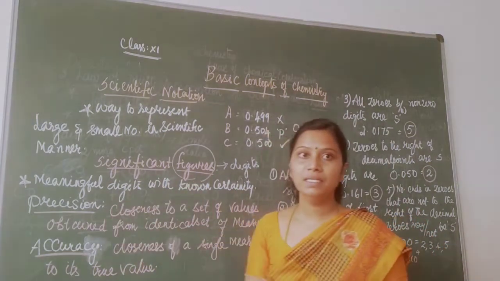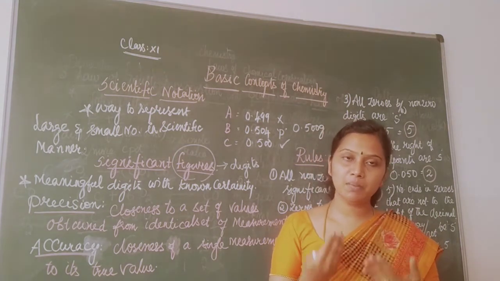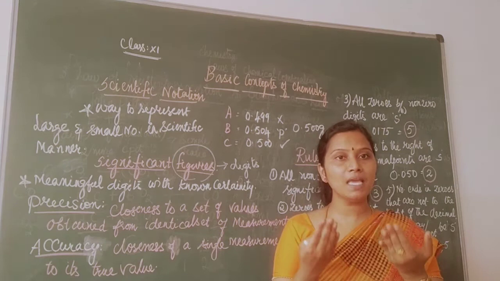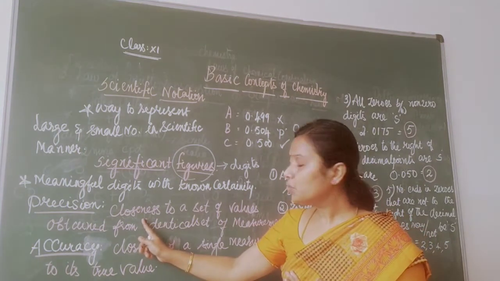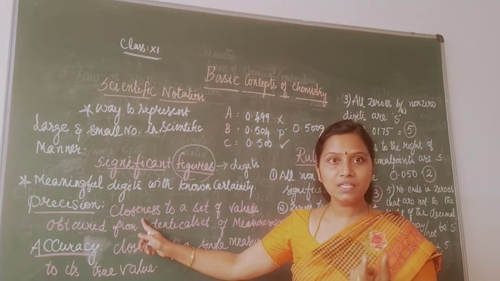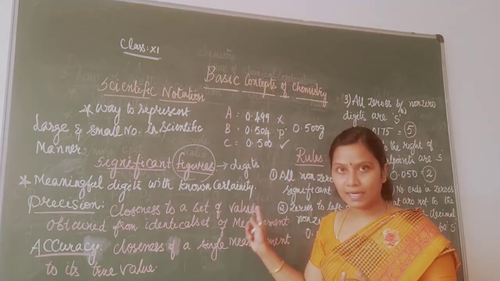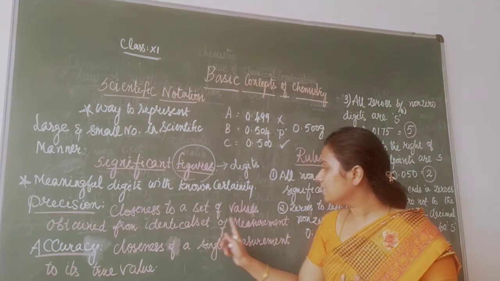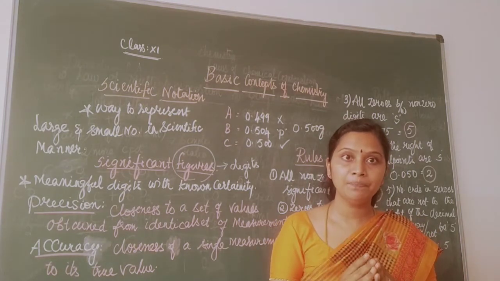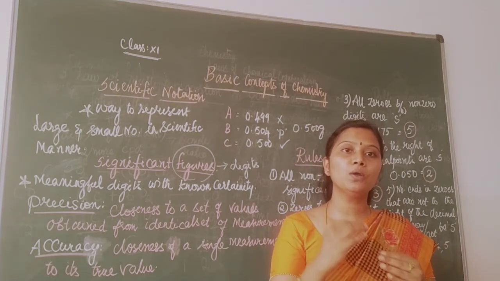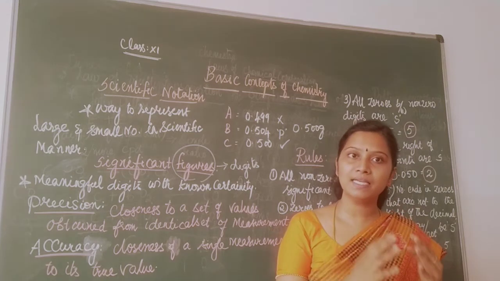What is precision? Suppose I have done an experiment and I have got a particular answer. Now I am going to give the same experiment to students. The students are performing the same experiment under identical conditions of temperature and pressure. If a student reaches an answer which is close to a set of values obtained from identical sets of measurement, I am going to call that the student has done the experiment precisely, because his results are close to my results, which are almost similar. So I am going to call that a precise experiment.